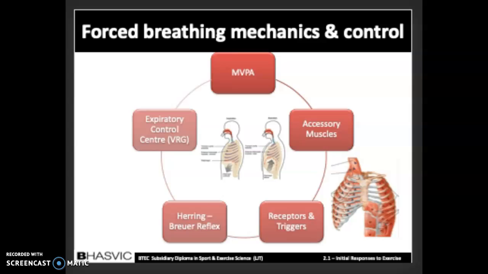Receptors and triggers controlling forced inspiration and expiration. There are always receptors monitoring levels of oxygen, carbon dioxide, temperature, pH, and movement. There is peripheral feedback and central feedback. Chemoreceptors monitor levels of CO2, pH, and oxygen in the blood. Proprioceptors detect movement, and thermoreceptors monitor the temperature.